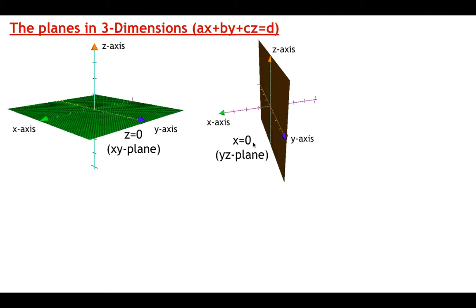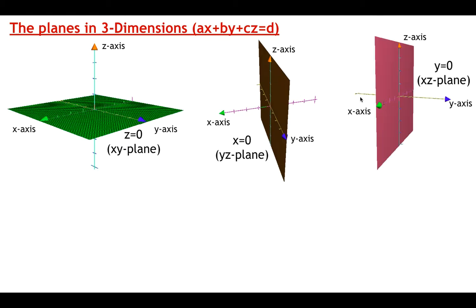Okay, so for every point, x equal to 0 means the values are on the yz plane, which passes through the y-axis and z-axis. Similarly, we can also define the xz plane, or the y equal to 0 plane. Y equal to 0, or the xz plane, means all the points lie on this plane, which passes through the x-axis and z-axis.